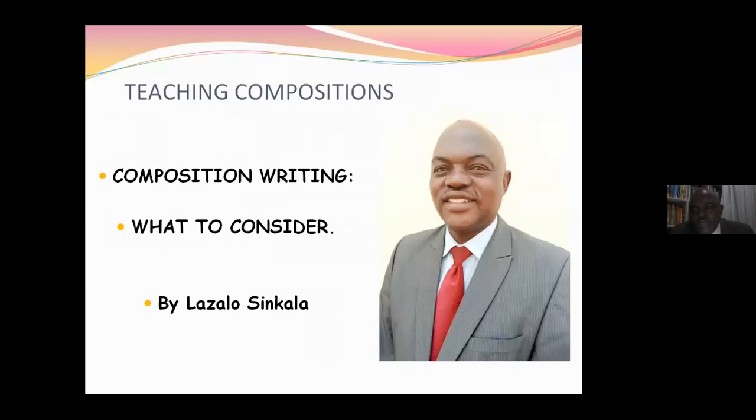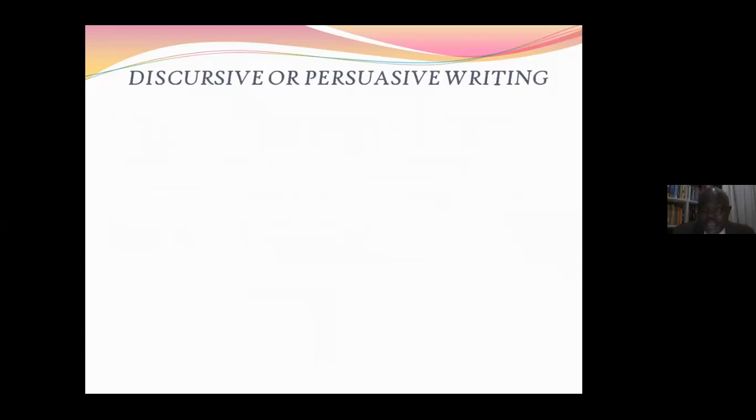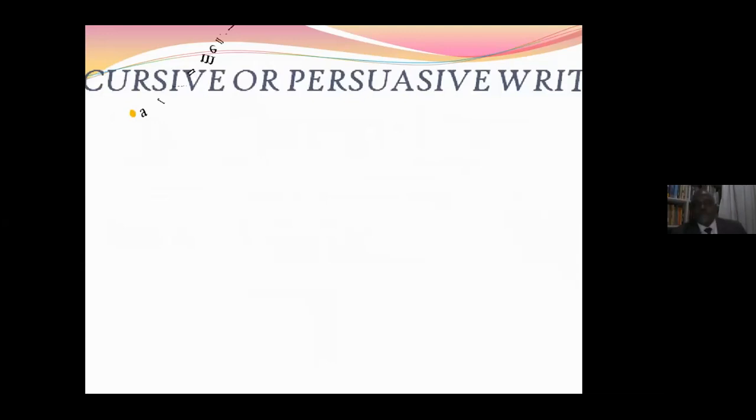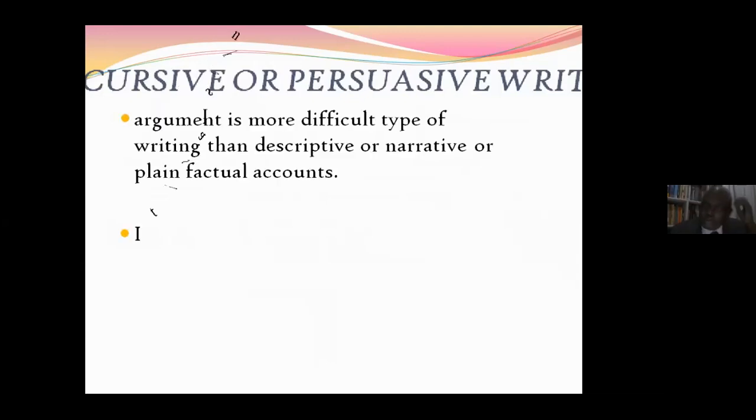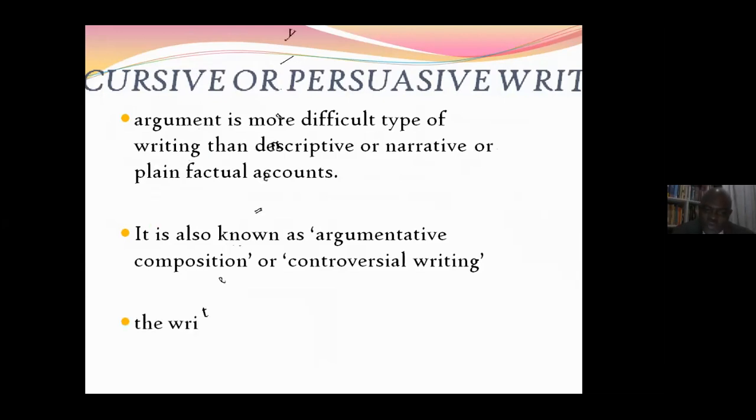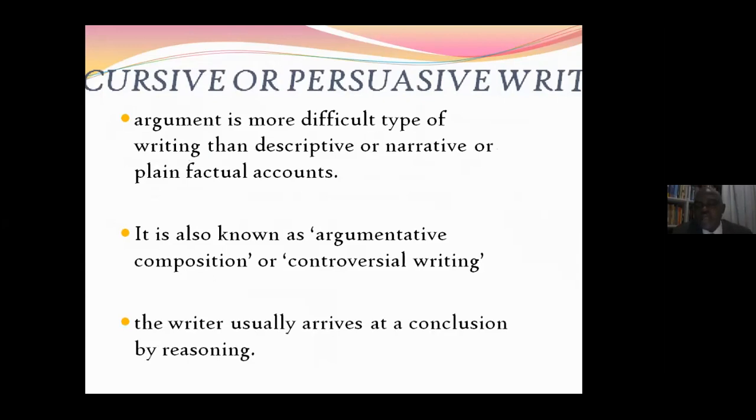Let's now look at, I'm trying to cruise so that we can have an interactive discussion at the end, discursive or persuasive writing. Discursive composition is also known as argumentative composition. And actually it is proved to be a more difficult type of writing than descriptive and narrative. The writer usually arrives at a conclusion by reasoning.